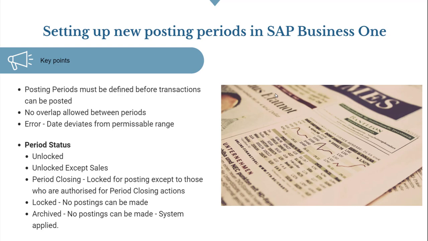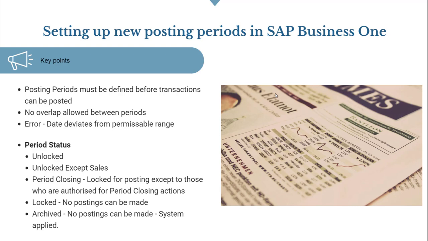And the final posting status then is that of locked. And once a period is marked as being locked, no postings can be made by anybody at all that are not authorized. Now, that doesn't mean that you can't, towards the end of the year, go back and make some changes, but you will have to unlock the period and change it back perhaps to period closing status if you want to make some adjustments.